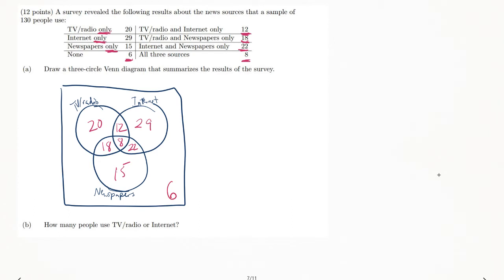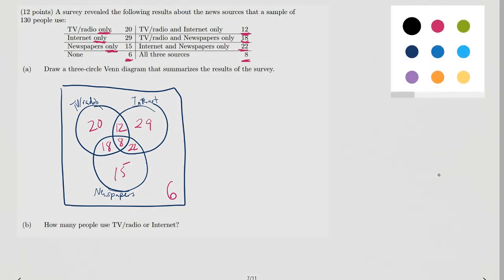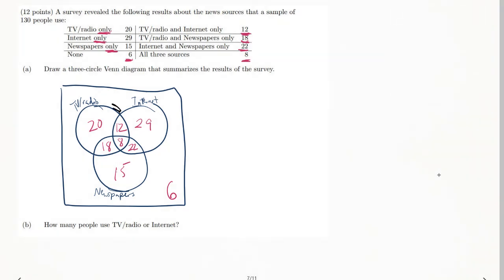So now, when we do this, how many people use TV, radio, or internet? So this is, I'll highlight the circles from the standpoint of what we're looking at. So notice, these are the circles where we're going to be adding up all the numbers, right? What I just enclosed here. So right around here, including that, all these, that's what we're looking at.